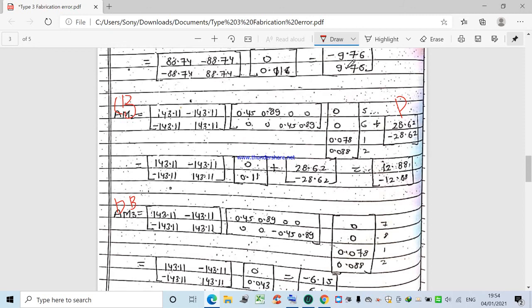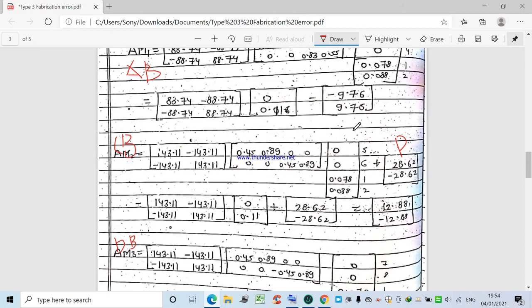Then based on that we can plot the final force diagram. We will do more types of numericals based on the same in our next lecture.